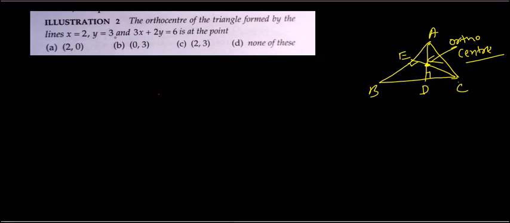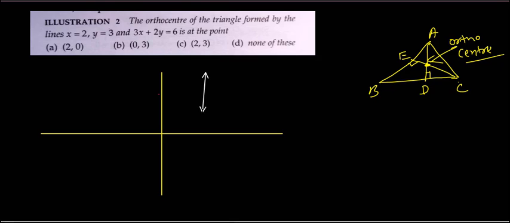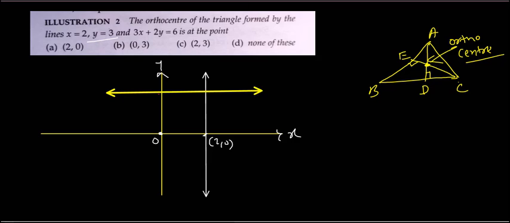So here first try to draw or visualize the lines. Let's suppose this is my x-axis, y-axis. X equals to 2 will be my line like this, which is intersecting the x-axis at point 2 comma 0. This will be my origin. Right. Now the second line is y equals to 3. This line will be my y equals to 3 as it is intersecting the y-axis at the point 0, 3, right?